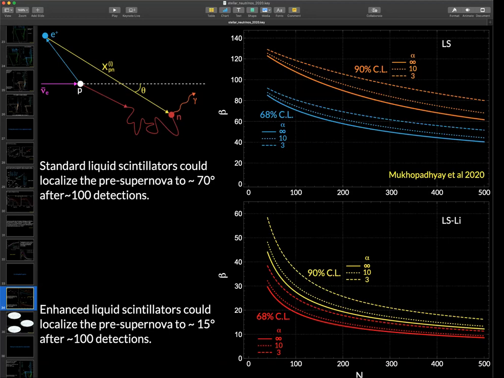On the other hand, you can do things to enhance your liquid scintillator detector. You could put lithium in, for example, because lithium has a great neutron capture cross-section. And again, for 68% confidence level, 90% confidence level, you can get your localization down to about 15 degrees. Okay, so that's much better.